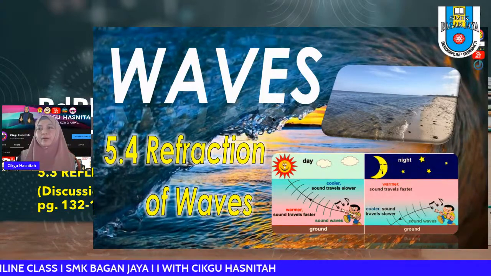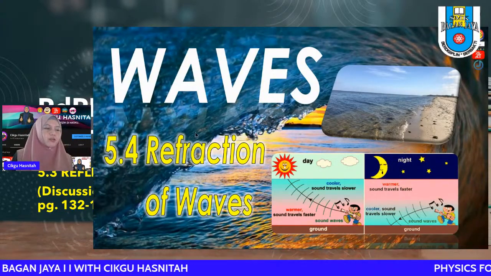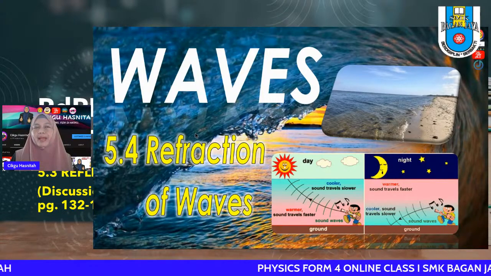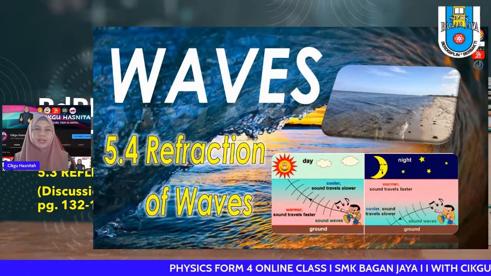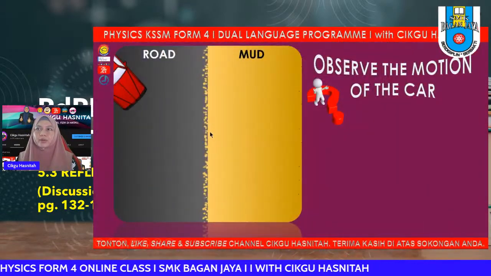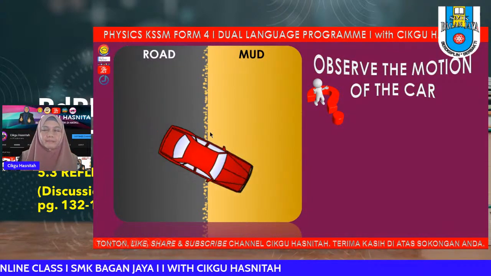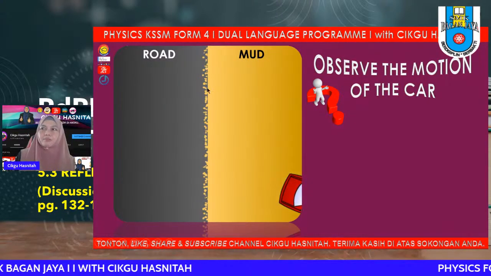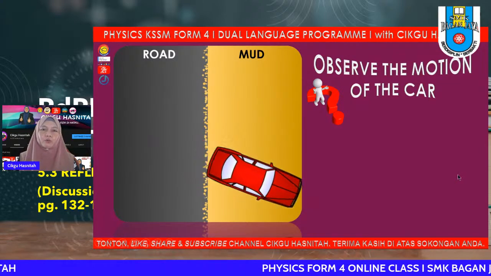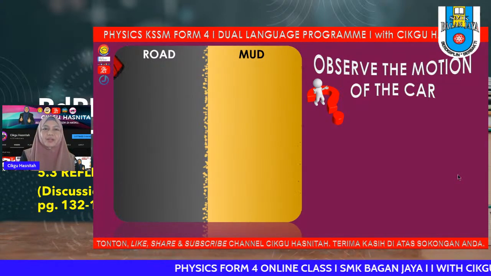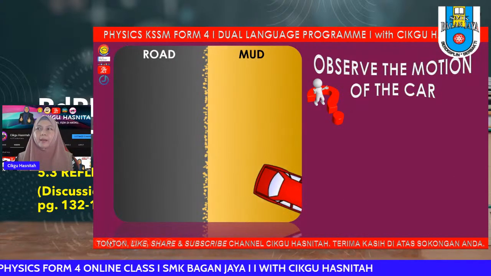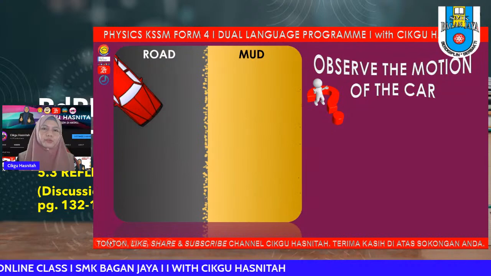Okay, so very well. So what is refraction of wave? Before we go to the definition and take a look at a few examples, what happens to a wave which undergoes refraction? First and foremost, let us take a look at this situation. I want you to observe this situation and tell me what happened to the motion of the car. What can you see there? You may respond to me. Observe the motion of the car.